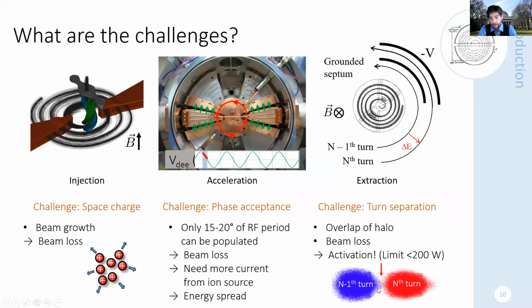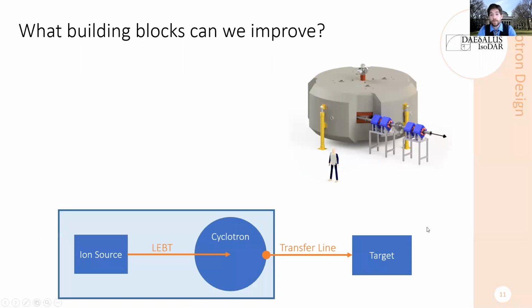Here's a picture of a simulation of an earlier version of the IsoDAR cyclotron, actually, and you can see you have two neighboring turns here. And this was done with 1 million particles. And you can see that even though the turns are well separated, there's still some particles in between those two turns. And those particles would then go straight into the electrostatic septum here. So overlap of halo is a big problem. It's directly related to energy spread and to space charge in the early turns, and is something that we have to consider very carefully.